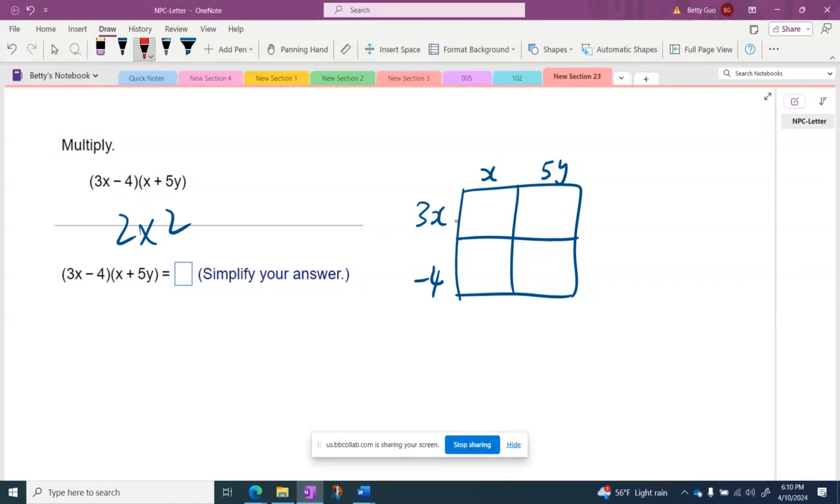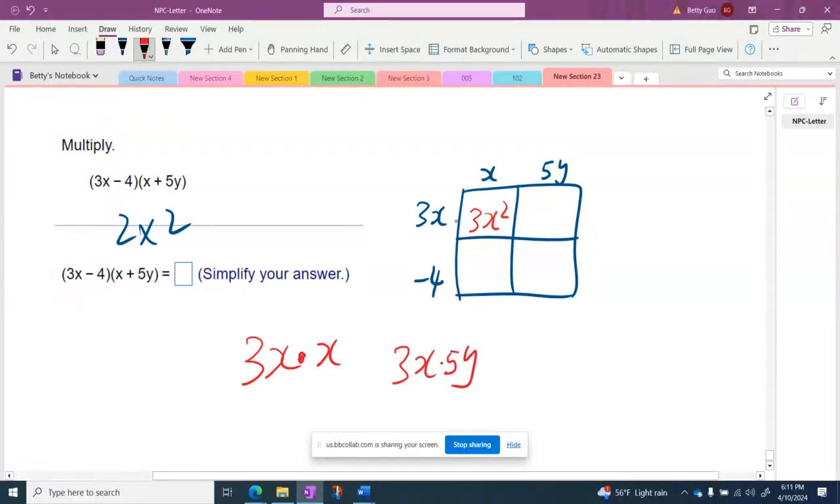Row 1, column 1, 3x times x. You really don't have to do that in your head. Like what I wrote here, you write down on your scratch paper, then you can see it better. And the result is not 4x, by the way. The result is 3x squared. Be mindful, you are multiplying, you are not adding. 3x times x is 3x squared. Now we have row 1, column 2. Row 1, column 2 is 3x times 5y. 3 times 5 is 15. X times y, keep as x times y.